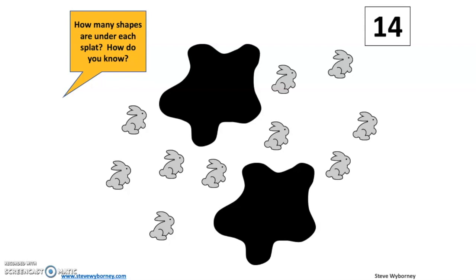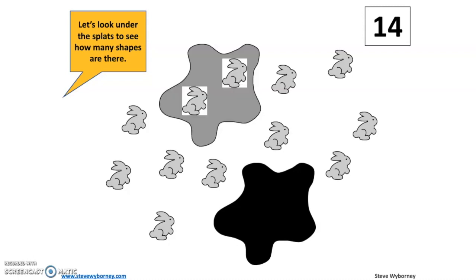So take a look. How many bunnies do you still see? You should see 10 bunnies. So we know there are 10 bunnies outside of the splat. So how many total would be under the splats? 4, right? Well, how many would be under each one? Well, let's take a look and see how many are under each splat. Aha, we know there are 2 under that splat now. If there are 4 total hidden and there are 2 under this splat, how many are under the splat that hasn't been revealed yet?